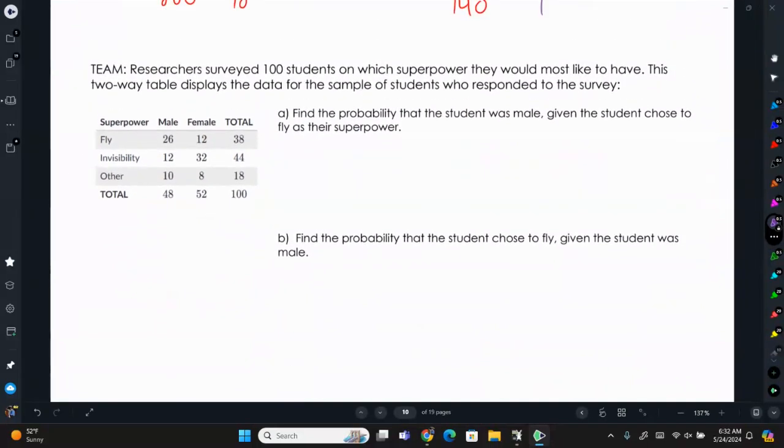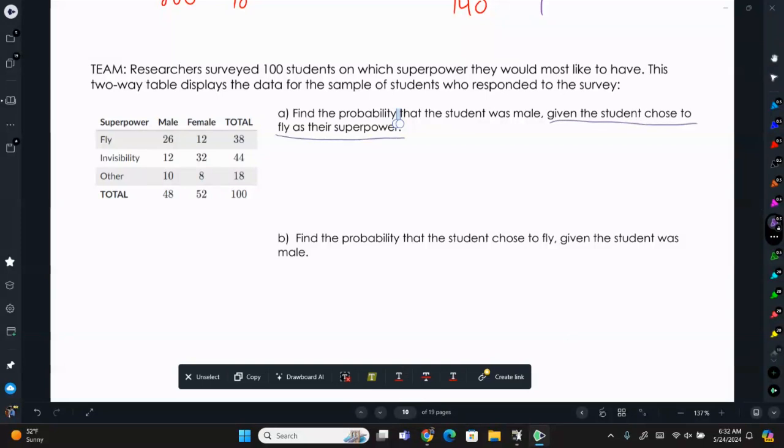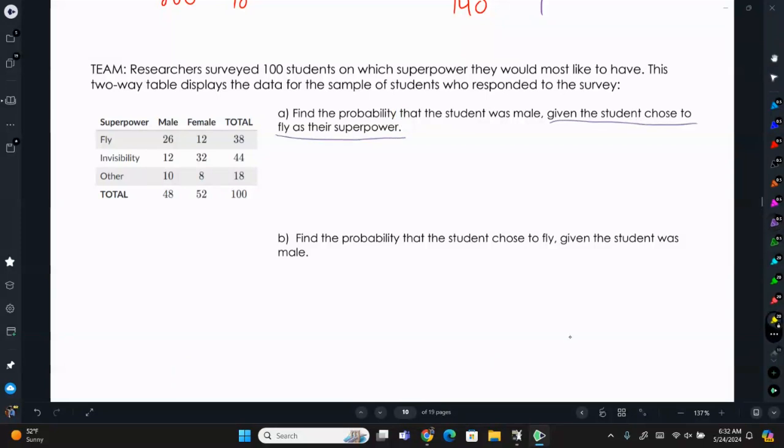All right, this problem. Researchers surveyed 100 students on which superpower they would most like to have. This two-way table displays the data for the sample of students who responded to the survey. Find the probability that the student was male given the student chose flying as their superpower. So that means, again, I'm only looking at the flying row where the denominator is 38 and the probability that they were male, so 26. So 26 out of 38 reduces to 13 over 19 as your probability.